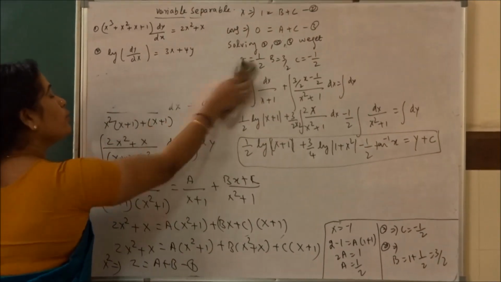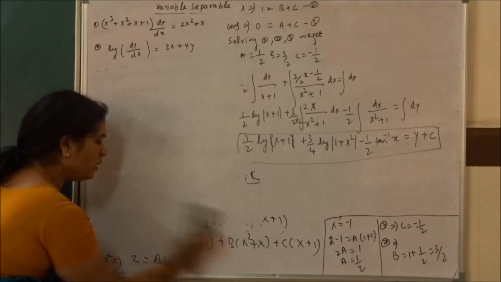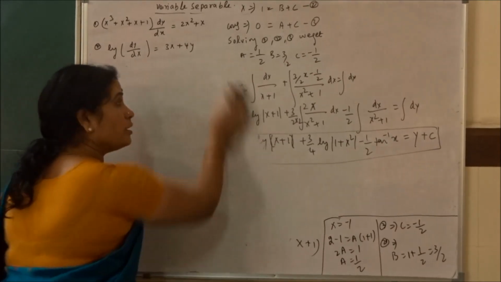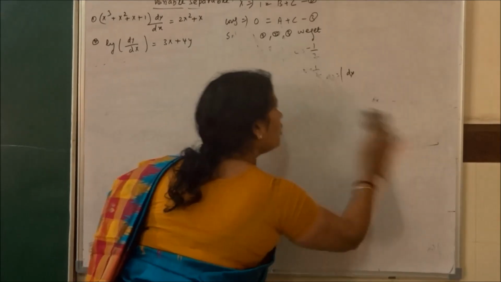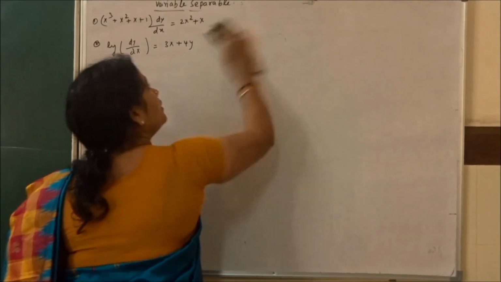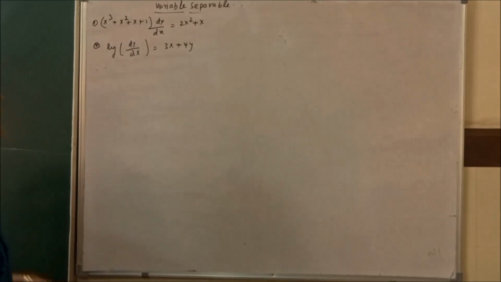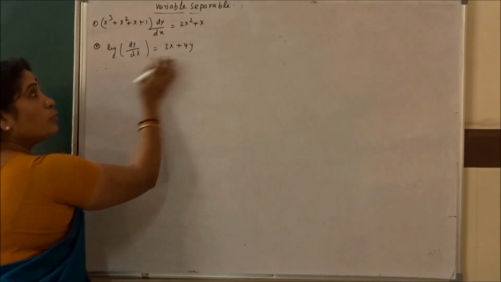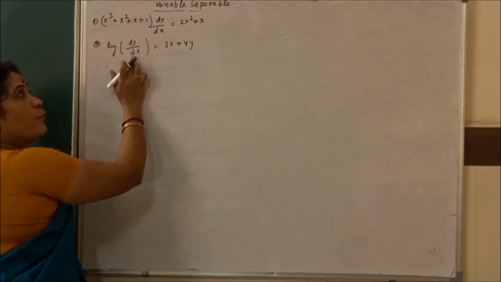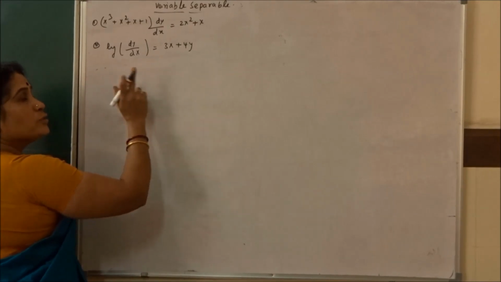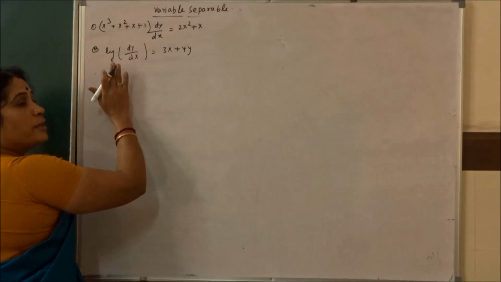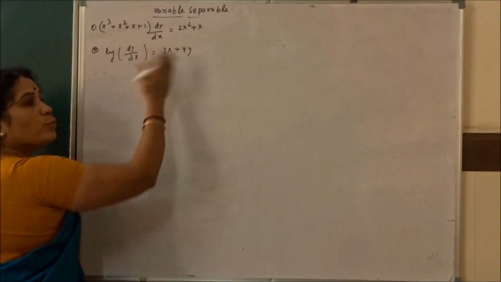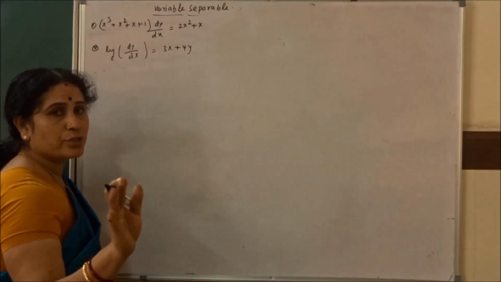Now let me take one more example of this variable separable. See another question: log dy by dx is equal to 3x plus 4y. Now how to solve this? Before solving this differential equation, as I already told you, if there is log, exponential, trigonometric or inverse trigonometric, you should remove it immediately, then only you can solve this differential equation.